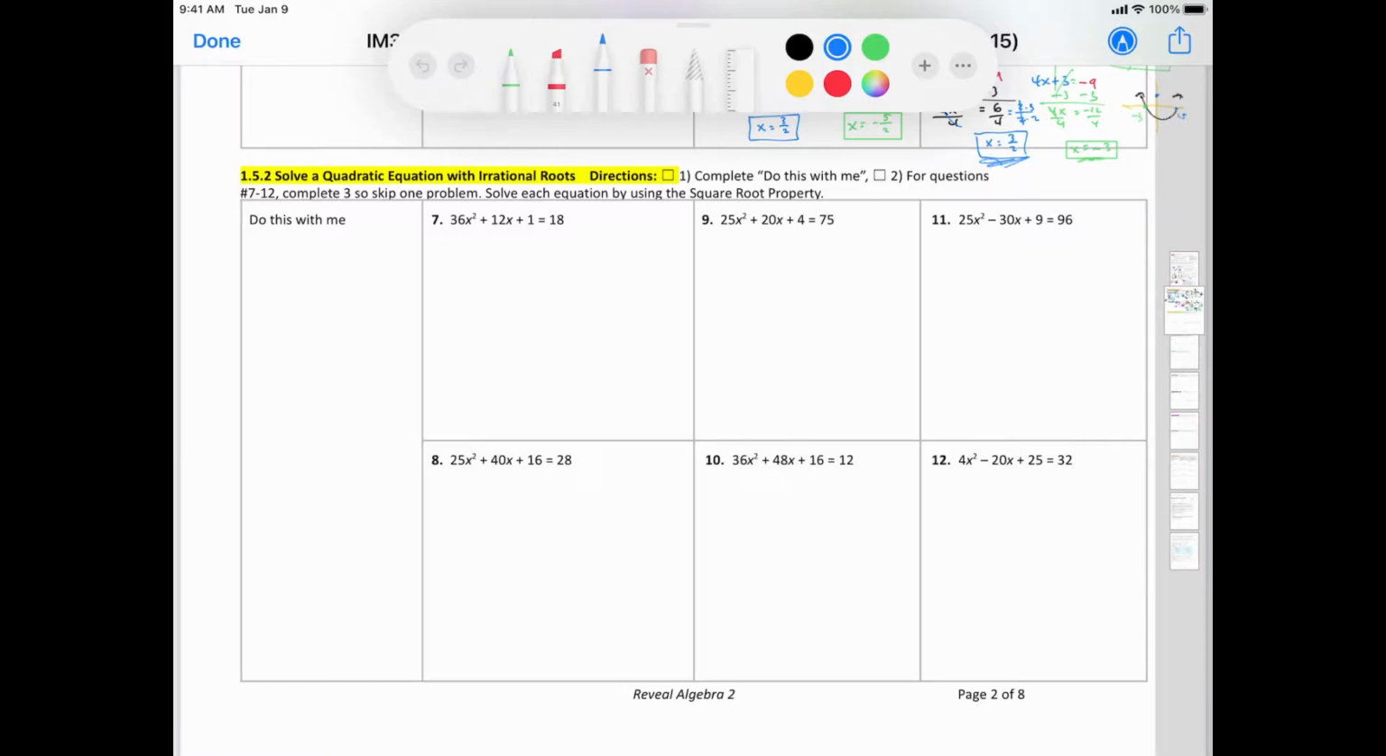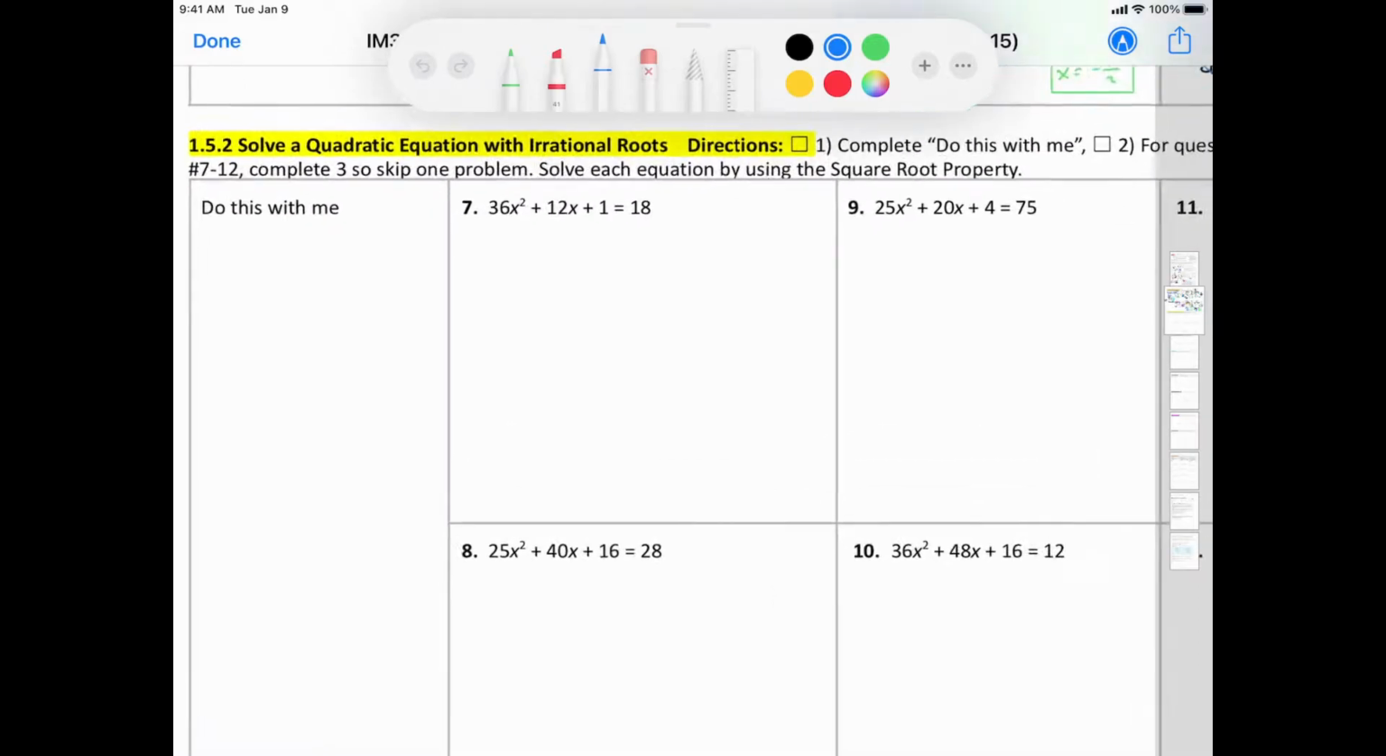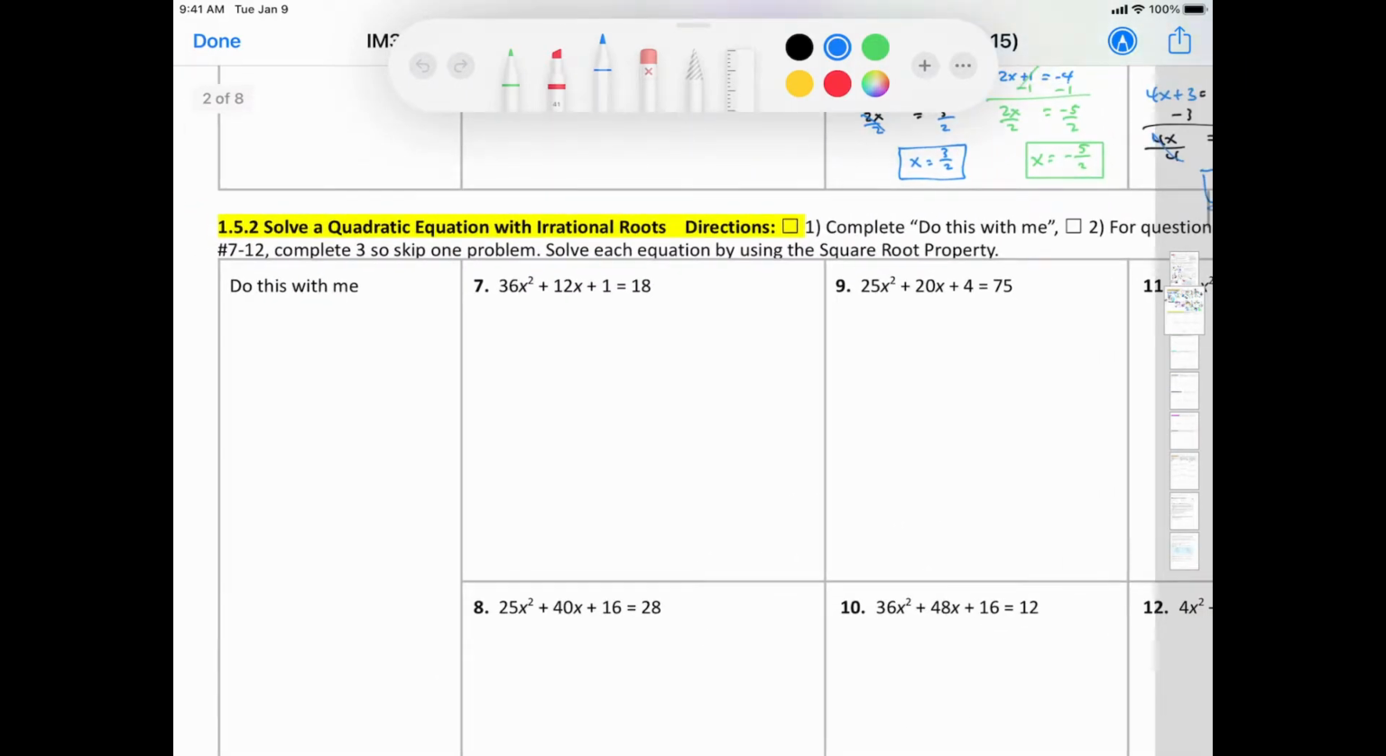Hey guys, let's go over 1.52, solving quadratic equations with irrational roots. You know, sometimes your parents might seem irate or really upset or irrational, but you'd rather be rational.